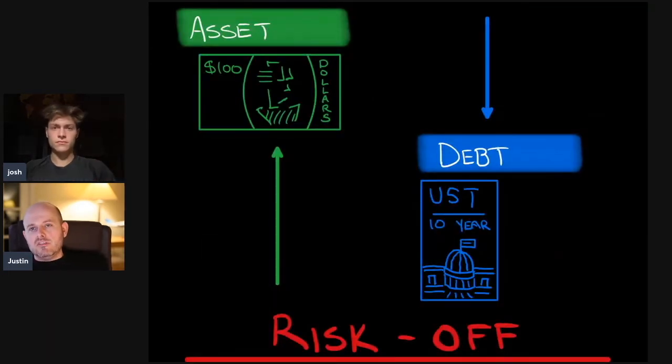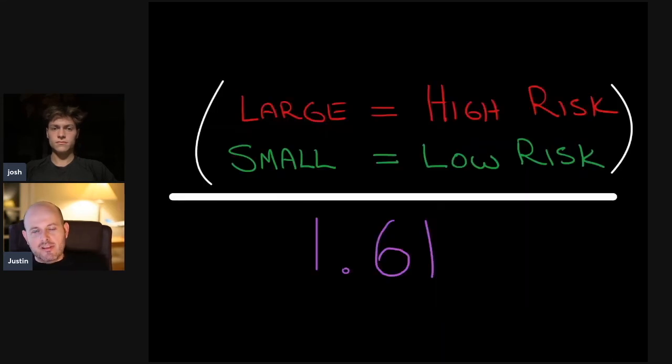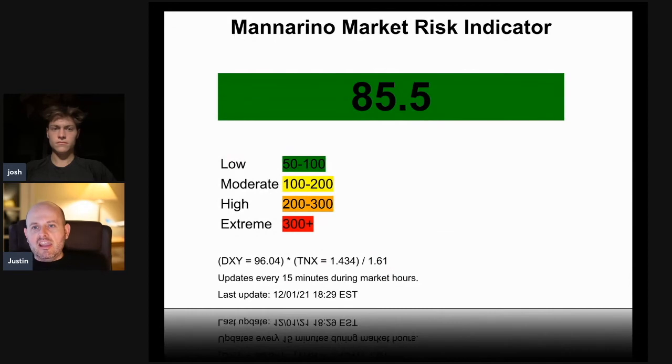So again, you have this risk off thing where people want dollars, the green on the left, and at the same time, they're dumping their treasuries, blue on the right, causing both those numbers to increase. And again, just to reiterate the point, this would cause the number at the top to get larger. The number at the top getting larger means the MMRI goes up. The more the MMRI goes up, the more risk there is in the market.